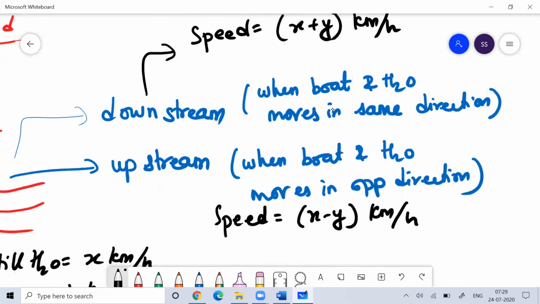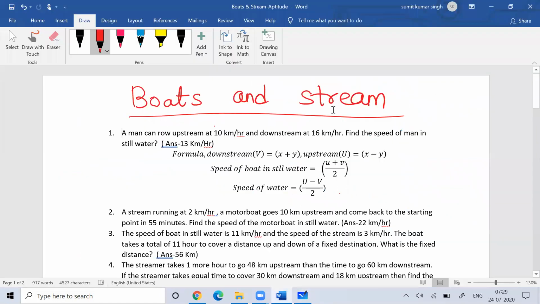So you need to consider these two cases. One is upstream, one is downstream. Based on that, we'll solve numericals. Like you can see this question number one.